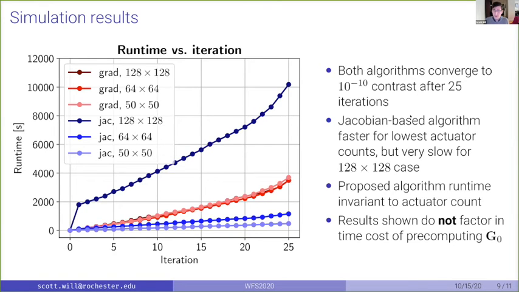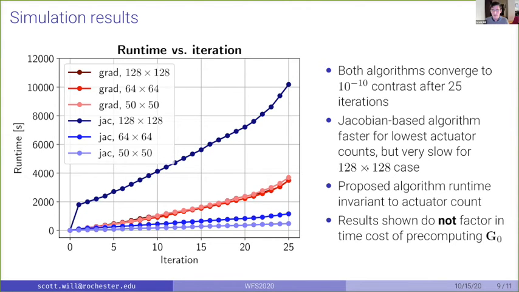So both algorithms converge to 10^-10 contrast after 25 iterations, so that's nice. What I'm showing you here on the left is a plot of the online runtime as a function of iteration, where the Jacobian-based algorithm is in blue and the proposed gradient-based algorithm is in red. As the colors get darker, the number of actuators increases.